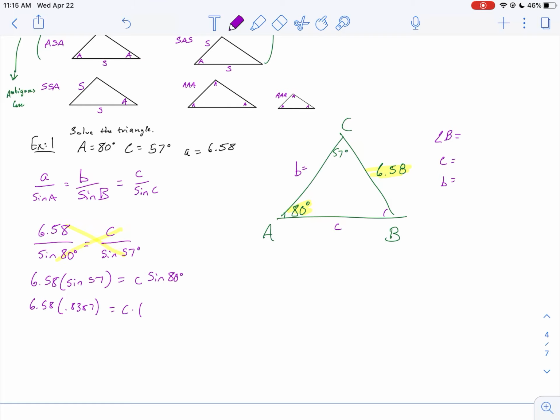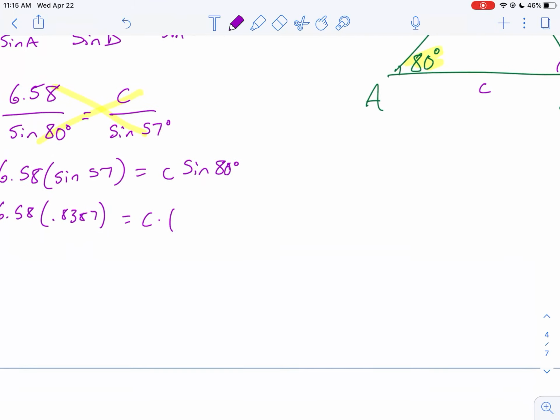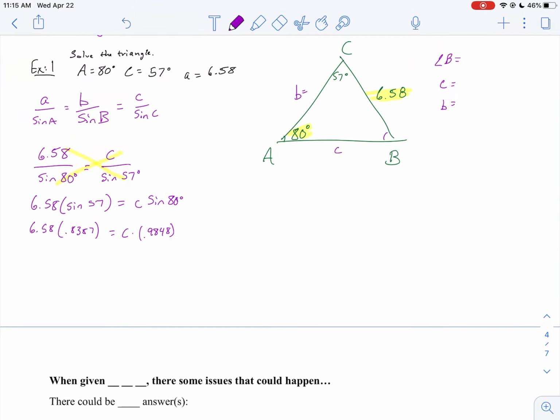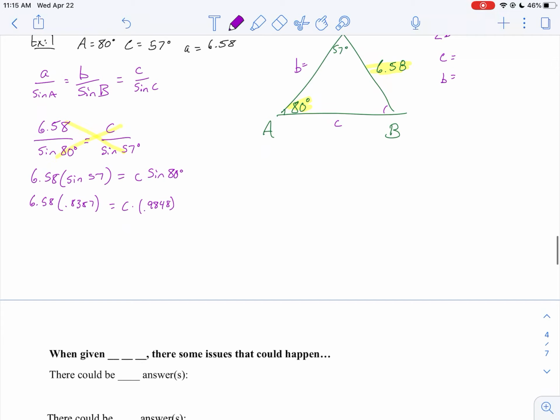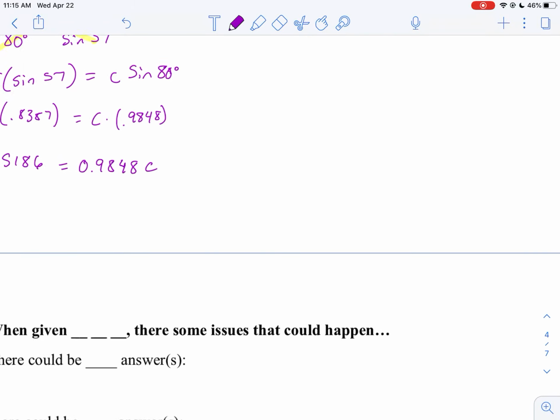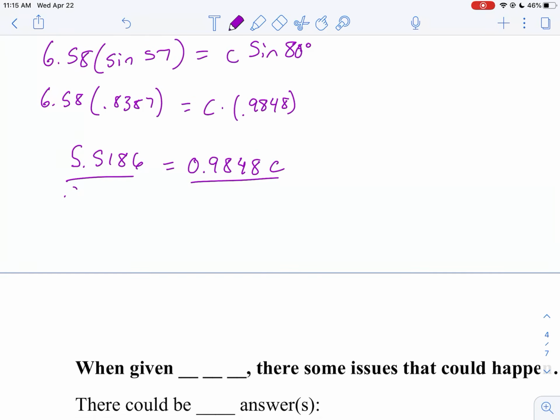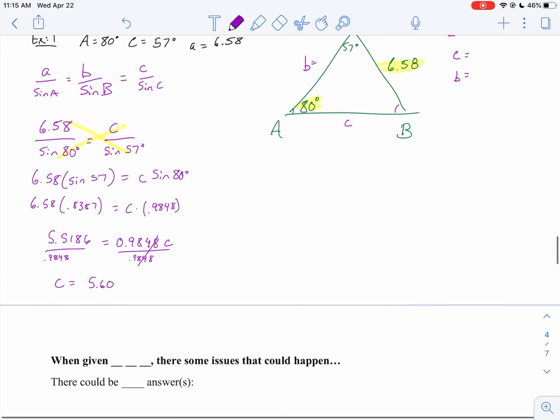C times the sine of 80 is 0.9848. Now we can multiply these two together, and we get 5.5186 equals, I'm going to switch this around, 0.9848 times C. Divide both sides by 0.9848 to get C. C then is equal to 5.60.